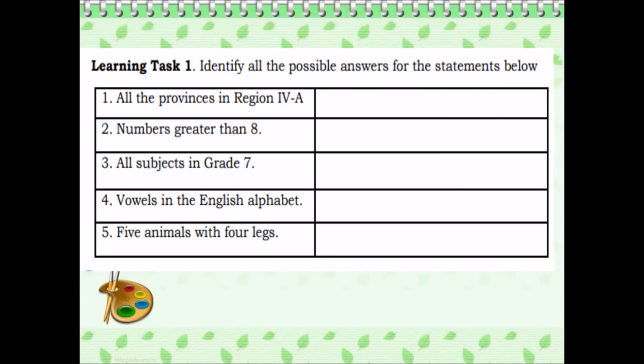So you can write all provinces under the region 4A Calabarzon. Then number 2, numbers greater than 8. So there are many numbers greater than 8. Then all subjects in grade 7. So very easy. You will write all learning areas in number 3. Number 4, vowels in the English alphabet. And number 5, you will write the 5 animals with 4 legs.